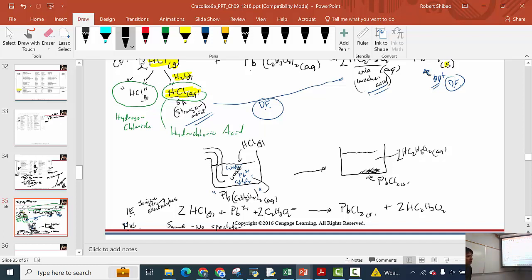How would you know when they're going to be spectators? You'll see that they're the same on both sides. For example, acetate and acetic acid are different. But if I have acetate on the left and acetate on the right, then those are spectators. We can cancel those out.